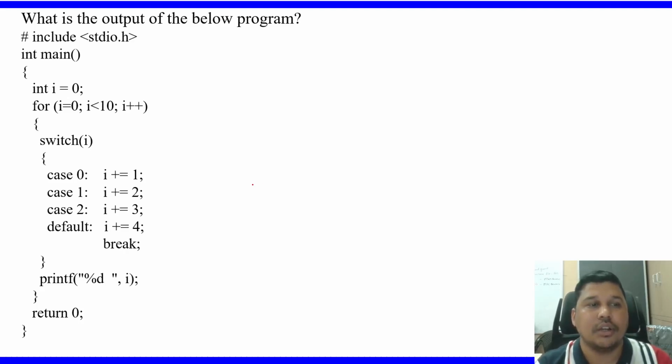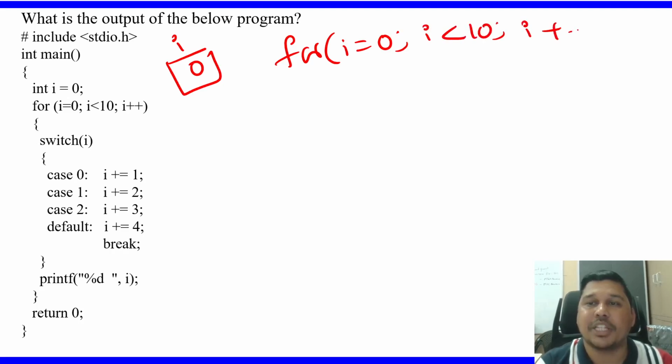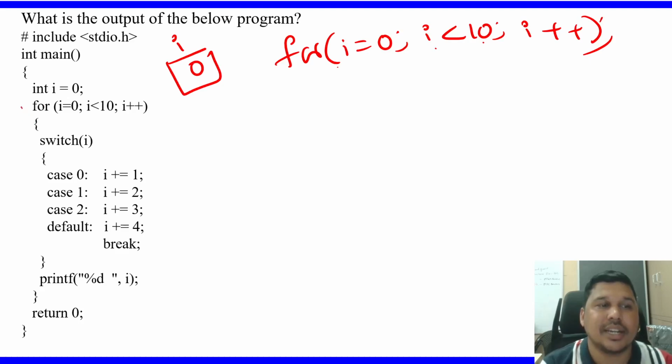Let's see another question. A for loop with a switch case inside, right? Given i value is 0. This is very important because we have all the operations on the i variable. Then I have the for loop with i equal to 0, i less than 10, and i plus plus. So see what happens. i is 0, 0 is less than 10, yes. Enter the body of the for loop, there is a switch case. Switch of i, what is i value? 0.